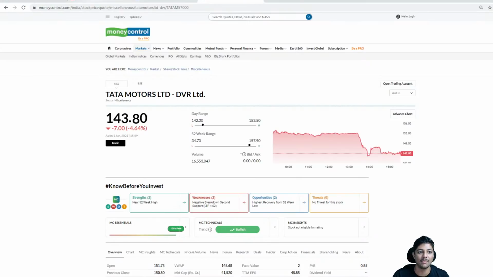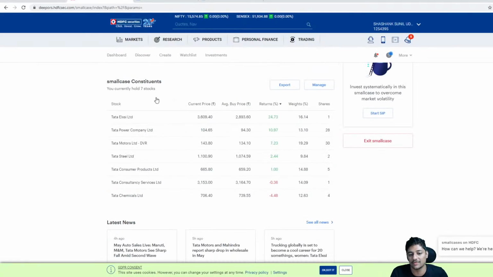So this is basically my own small case, which is very simple, right? You can create this for yourself as well. Basically, I've only taken the Tata stocks that are good for the future, which is in the electric vehicle segment.